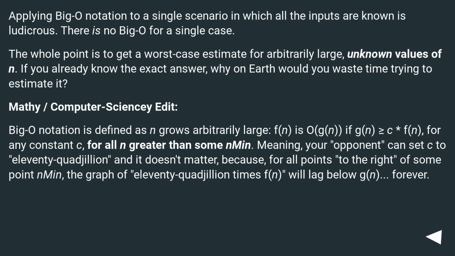Mathy, computer sciencey edit. Big O notation is defined as: as n grows arbitrarily large, f(n) is O(g(n)) if g(n) is greater than or equal to c times f(n), for any constant c, for all n greater than some known n-min. Meaning, your opponent can set c to 11 quadrillion and it doesn't matter because, for all points to the right of some point n-min, the graph of 11 quadrillion times f(n) will lag below g(n) forever.